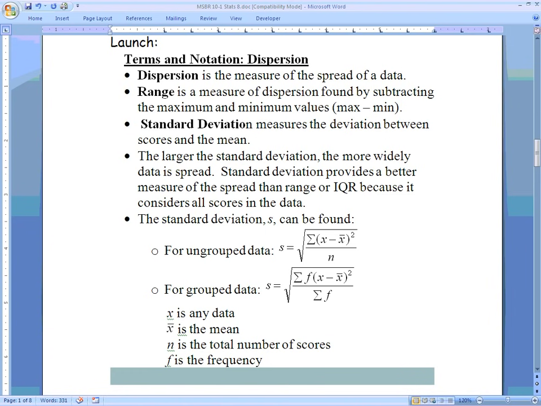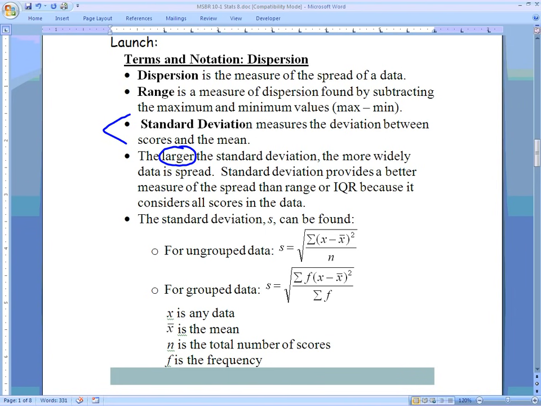There's another measure, a little bit more mathy, which is called standard deviation. It measures the deviation between the scores and the mean. So how far away are we from the average? That's an interesting measurement that we'll talk about today. The larger the standard deviation, the more widely the data is spread. If you have a very small standard deviation, it means most of your data is pretty close together.